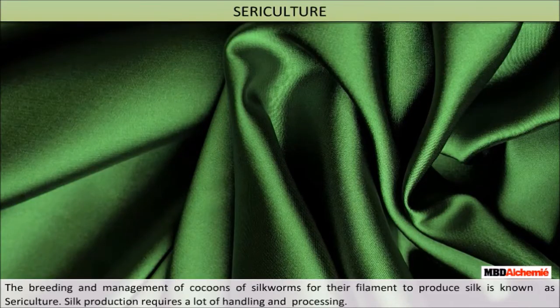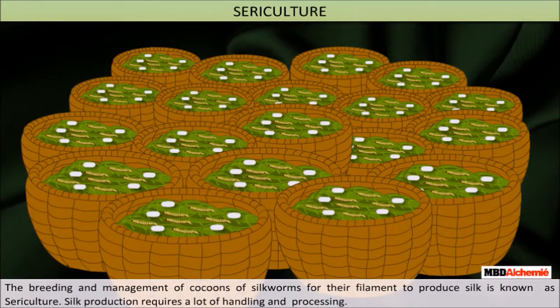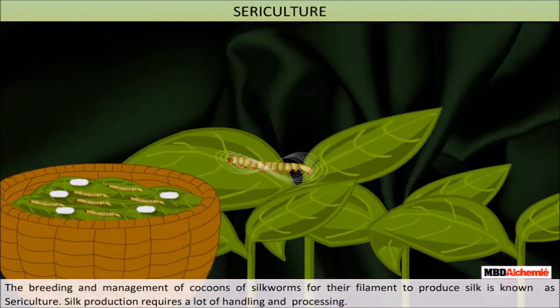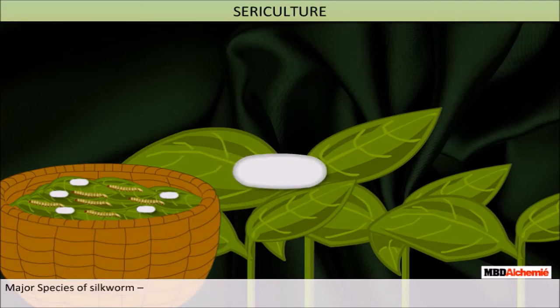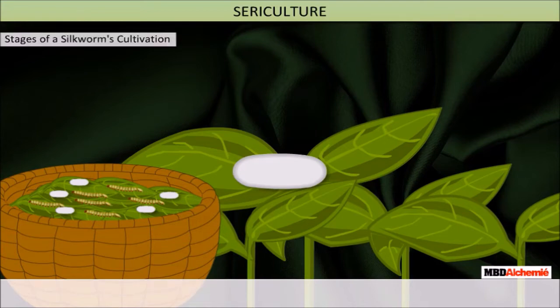The breeding and management of cocoons of silkworms for their filament to produce silk is known as sericulture. Silk production requires a lot of handling and processing. Hence, it is the most expensive of all the fibers. Major species of silkworm: Bombyx mori. Stages of a silkworm's cultivation.